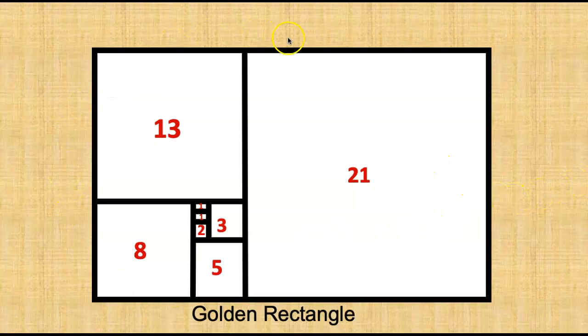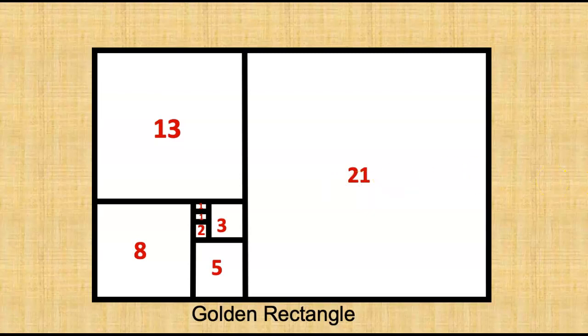This whole entire shape is called the golden rectangle. Remember our sequence. We started out with a 1, and we add another 1, which makes 2. And we go back and say 1 plus 2 is 3. And we go back before the 3 and say 2 plus 3 equals 5. And then 3 plus 5 equals 8. 5 plus 8 equals 13. And then 8 plus 13 equals 21.